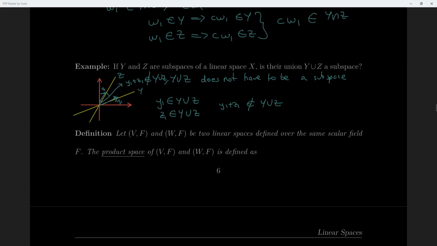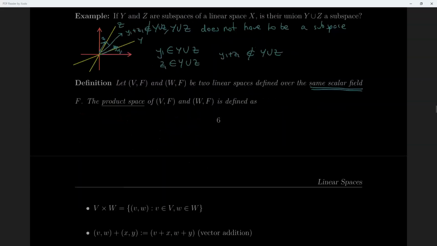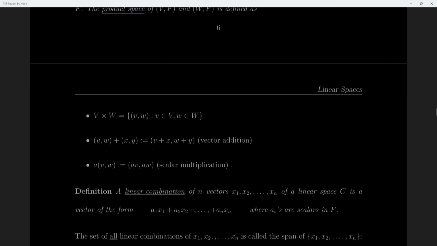Let me read the definition of the product space. Let V and W be two linear spaces defined over the same scalar field. Then, and this is important, so it is worth underlining that, you can define the product space of these two vector spaces as follows. So we can combine those vectors: this is the first vector from V and the second vector from W.